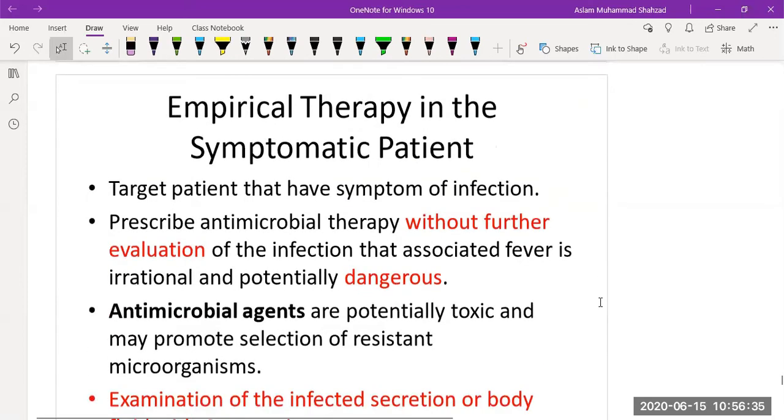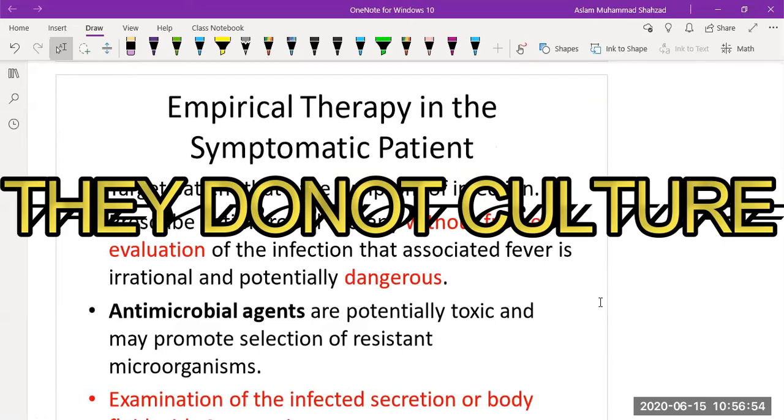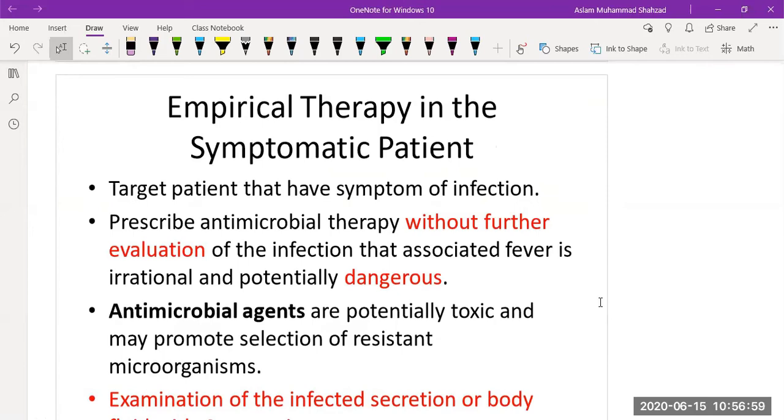Then we have empirical therapy in the symptomatic patient. We know the symptoms the patient has, but we don't know which microorganism it has. I already told you that in common practice in developing countries, in poor countries, or even in Malaysia, I have seen that nobody tests which microorganism. They don't culture them. They just see the environment and then they give the antibiotics. So empirical therapy is like the patient having symptoms, but the problem is that the diagnosis is not definite. We don't know which causative organism caused that infection.